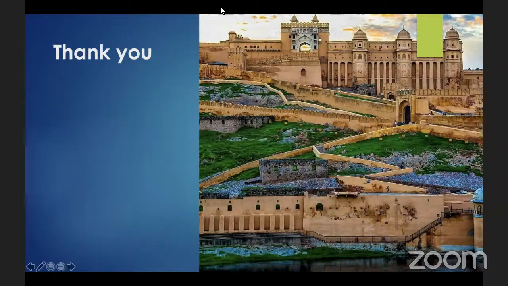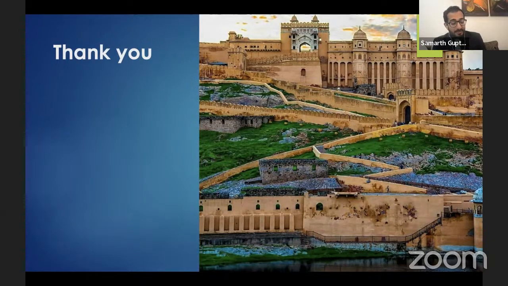We have a question in the chat box. Kenneth has asked, why do we go for the contralateral leg to harvest the flap? Okay, so this is actually a very, very good question.